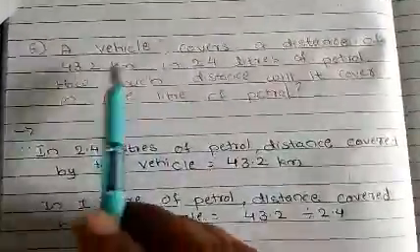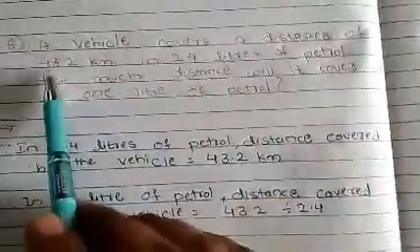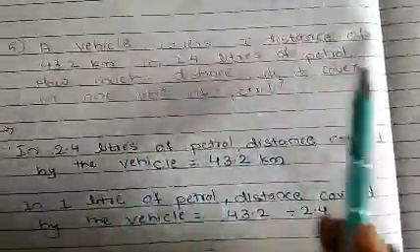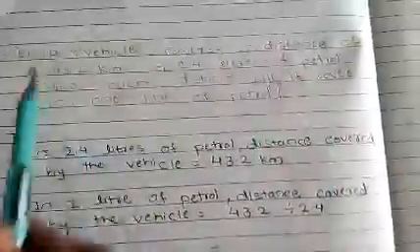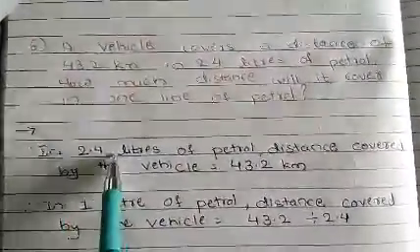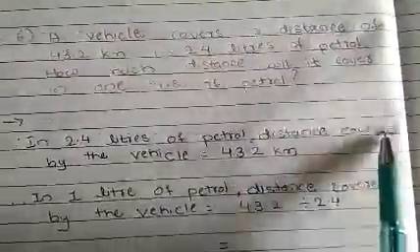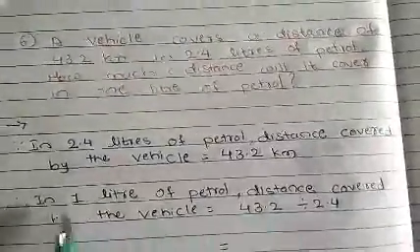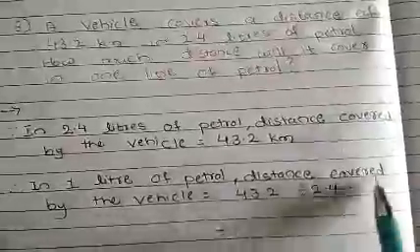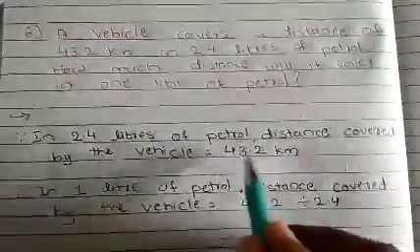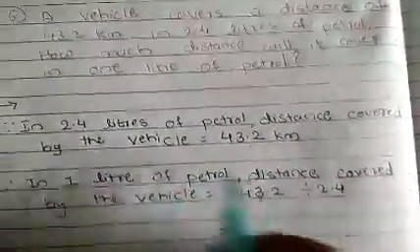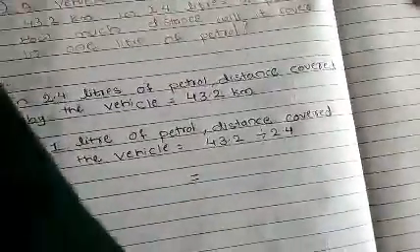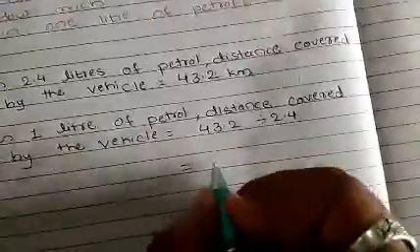Sixth one. A vehicle covers a distance of 43.2 km in 2.4 liters of petrol. How much distance will it cover in 1 liter of petrol? So here they give one question. In 2.4 liters of petrol, the distance covered by the vehicle is 43.2 km. In 1 liter of petrol, the distance covered by the vehicle, you have to divide by 2.4. 43.2 divided by 2.4.